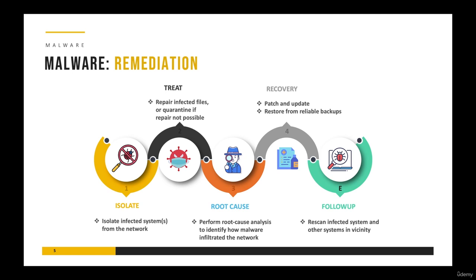And the last step is follow up. You may need to rescan the infected systems once again and other systems which may be in the vicinity of the infected systems, just to be sure that there are no further or subsequent infections occurring. So this is the complete life cycle of how to remediate infection. You start with isolating the system, then you treat the infection, then you determine the root cause, then you perform recovery, and finally you do a follow-up.